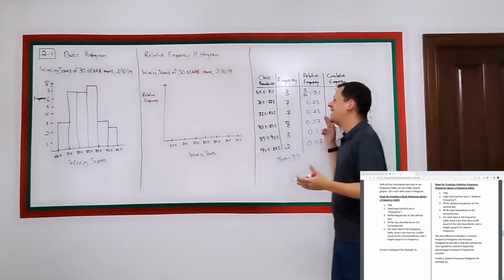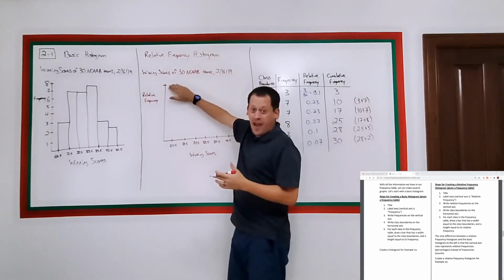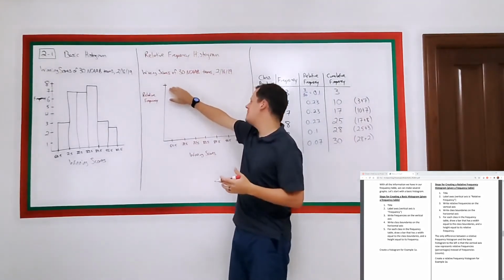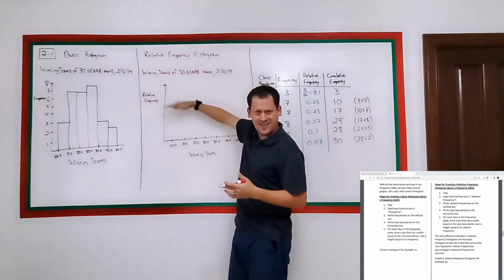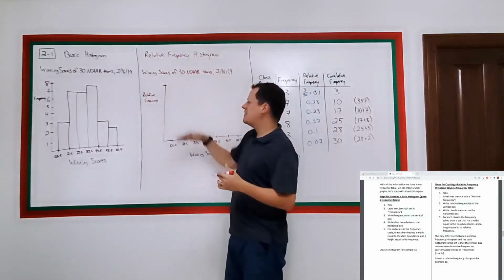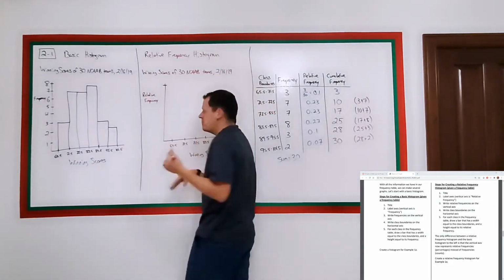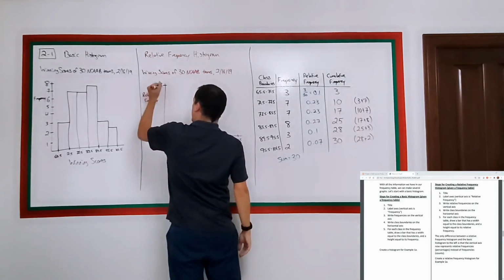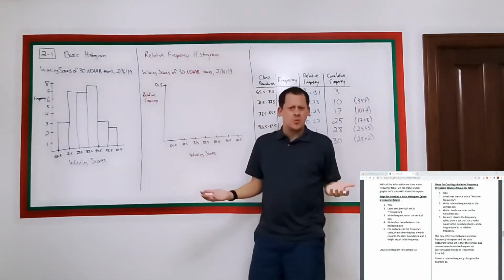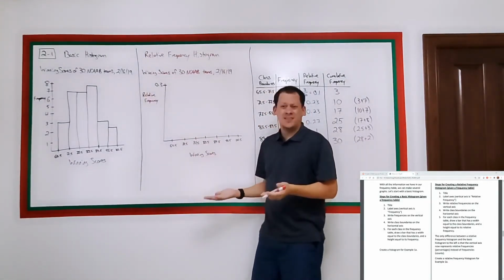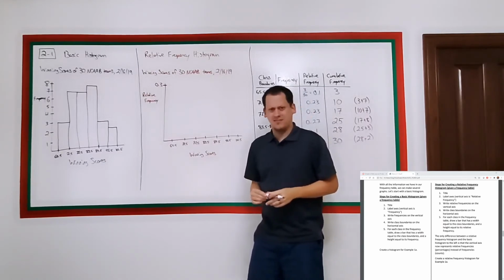0.27 would be kind of an awkward value to put at the top here. It'd be difficult to subdivide this if I made it 0.27, so I'm going to make it 0.3. Do you have to do that? No. You could make it 0.27. It would just look weird, I think.